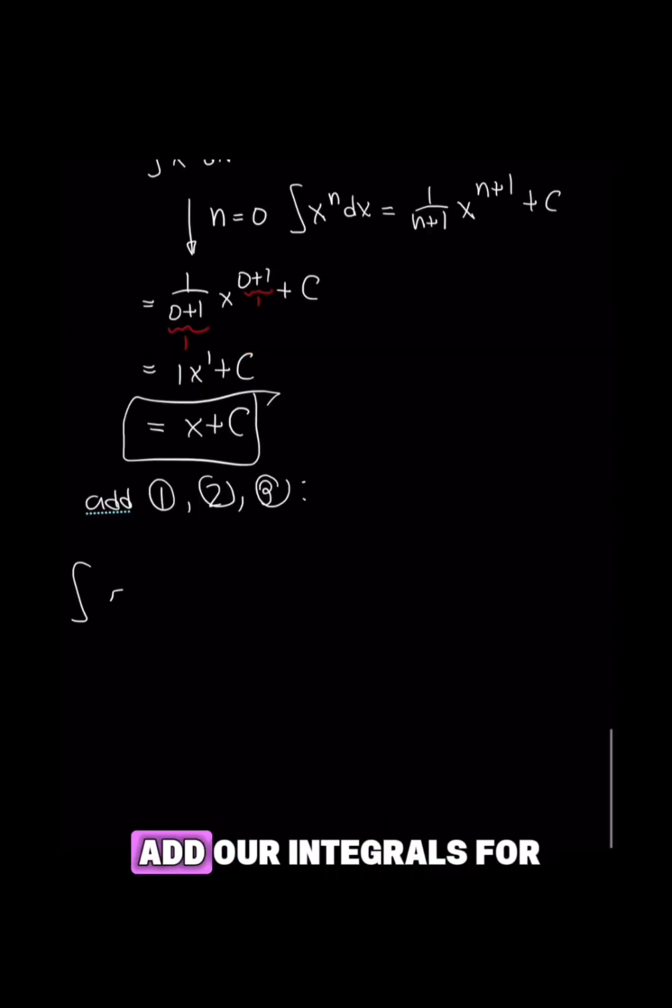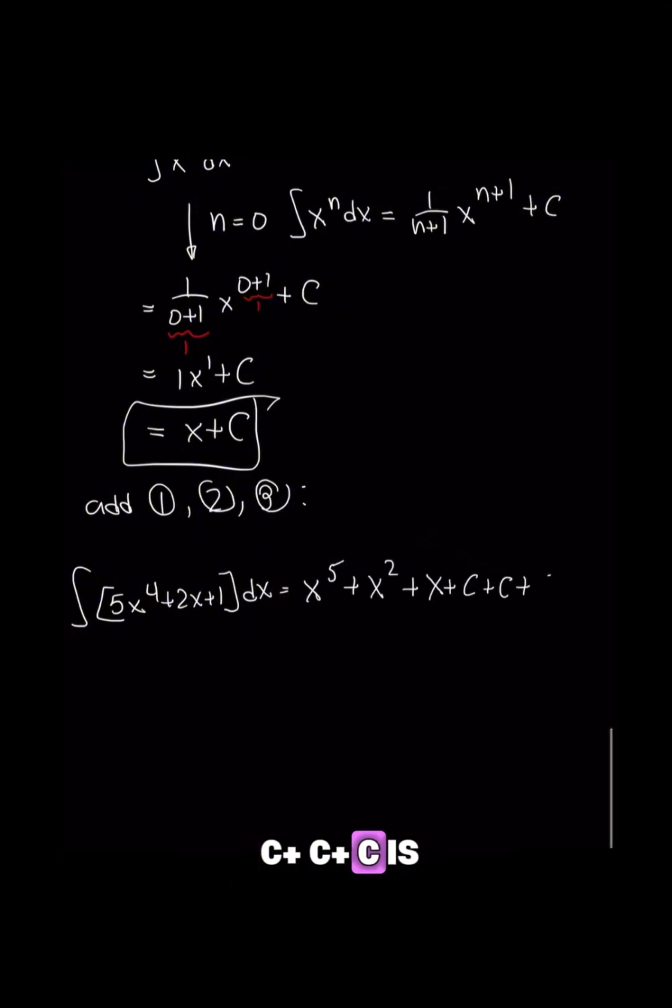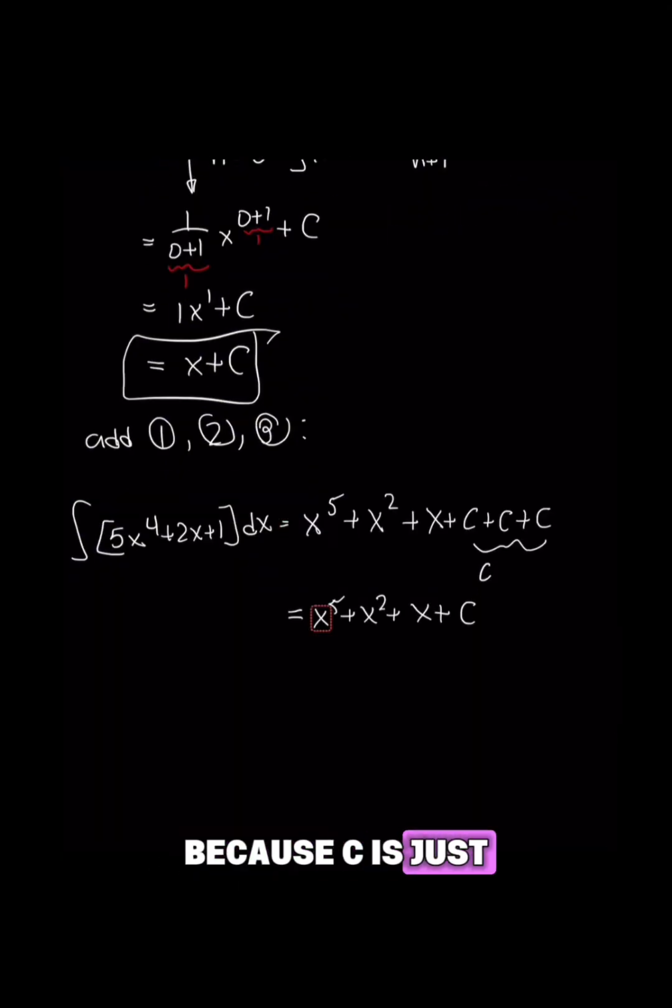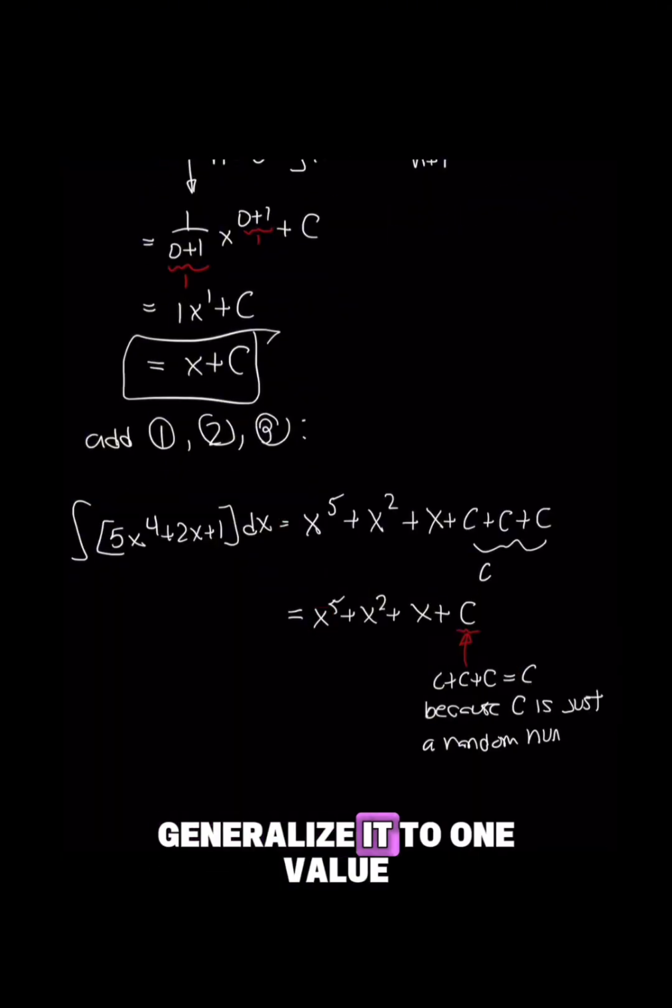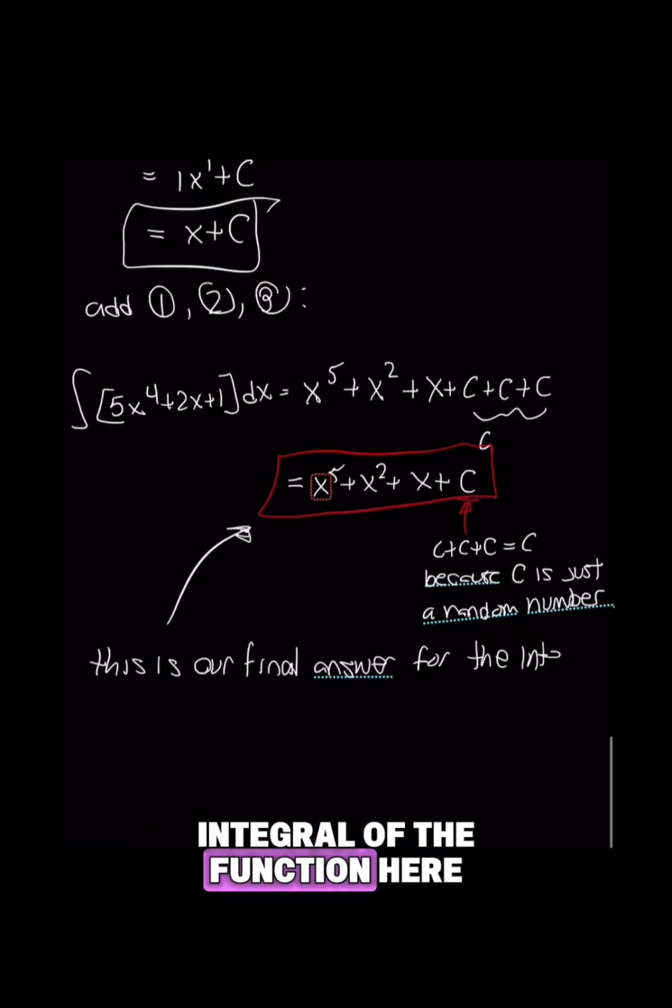So then we can add our integrals for the first, second, and third term. We can note that c plus c plus c is just going to be equal to c because c is just a random number. So we can just generalize it to one value for the constant of integration. So this is our final answer for the integral of the function here.